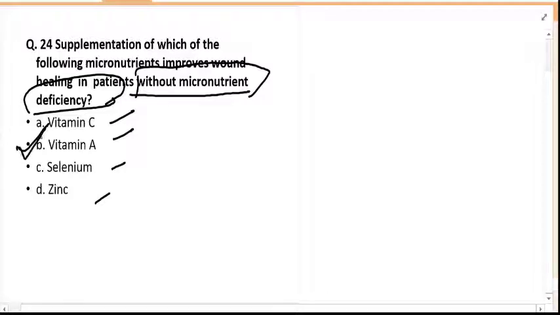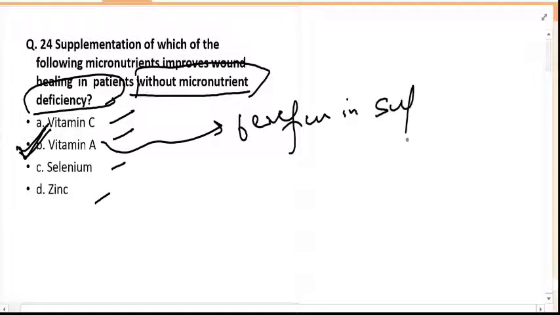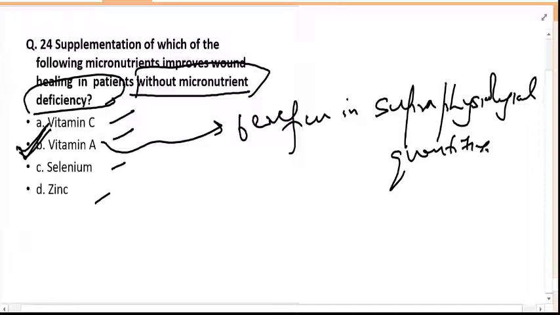But vitamin A is beneficial even in supraphysiological quantity. So except vitamin A, all these are required for wound healing, but only if there is deficiency of vitamin C, selenium or zinc, they will help. But vitamin A will help even if vitamin A levels are normal. This has a beneficial role. So our answer here is vitamin A.